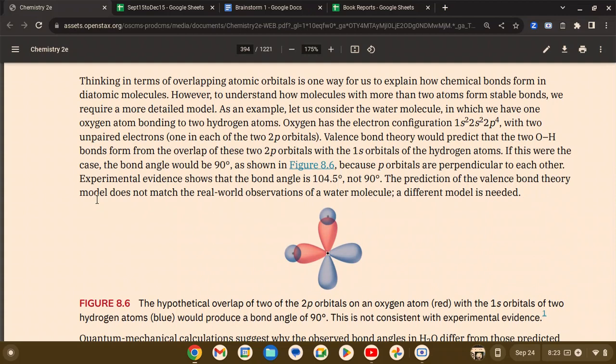If this were the case, the bond angle would be 90 degrees, as shown in Figure 8.6, because p orbitals are perpendicular to each other. Experimental evidence shows that the bond angle is 104.5 degrees, not 90 degrees. The prediction of the valence bond theory model does not match the real-world observations of a water molecule. A different model is needed.